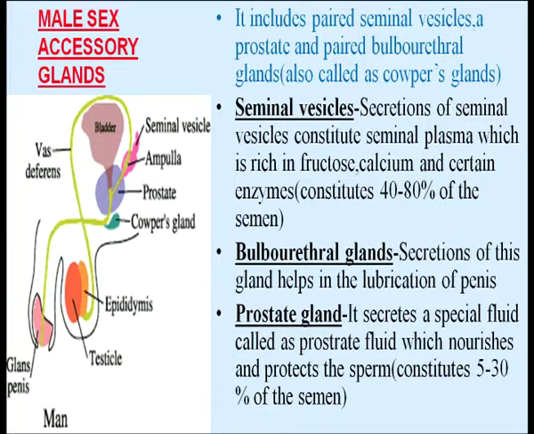Next is the bulbourethral gland. Secretion of this gland helps in lubrication of the penis. Now, the prostate gland. It secretes a special fluid called prostate fluid, which nourishes and protects the sperm, and it constitutes 5 to 30% of the semen. In the picture, you can see the seminal vesicle, prostate gland and paired Cowper glands, which are also called bulbourethral glands.